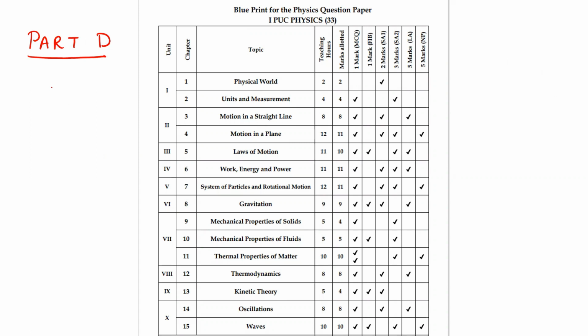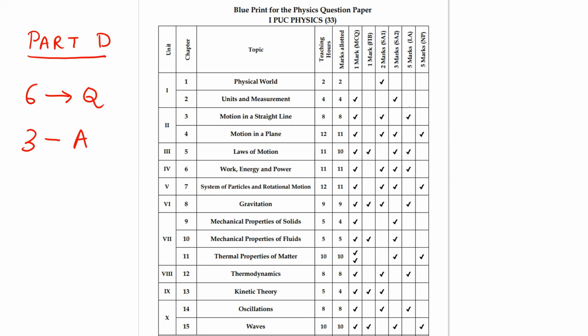Part D will have 6 questions, and we need to answer only 3. Please understand, once again, Part D will have 6 questions and we are going to answer only 3. Any three questions we can answer in our paper. So let me discuss which topics those are.